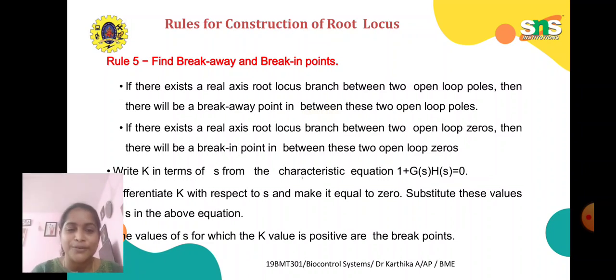Write k in terms of s from the characteristic equation 1 plus G(s)H(s) equal to 0, and differentiate k with respect to s and make it equal to 0. Substitute these values of s in the above equation. The values of s for which the k value is positive are called the breakpoints.